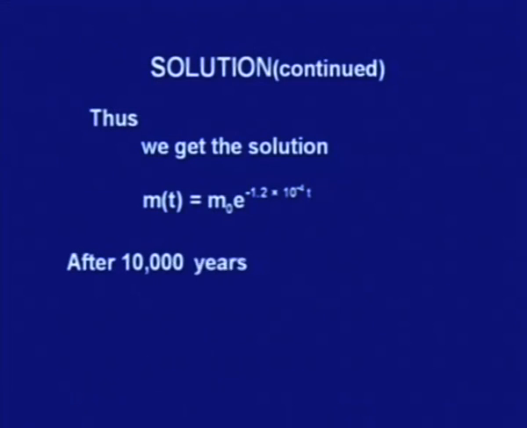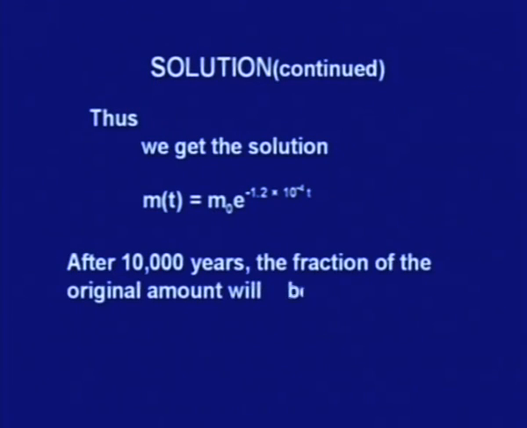Thus, we have got the solution as m t is equal to m naught times e to the power minus 1.2 times 10 to the power minus 4 t. Now, we are ready to answer our question. The question is, after 10,000 years, the fraction of the original amount will be m at 10,000 divided by m naught, because initially the amount is m naught.